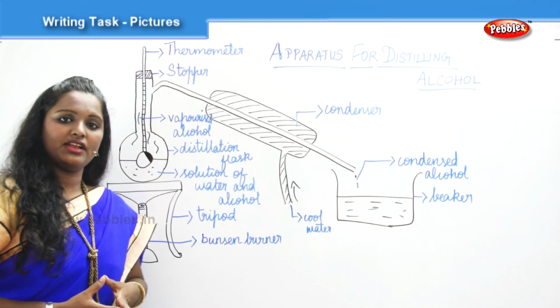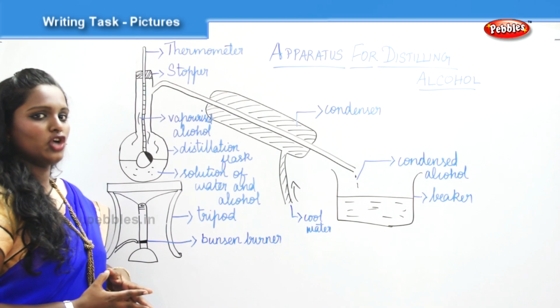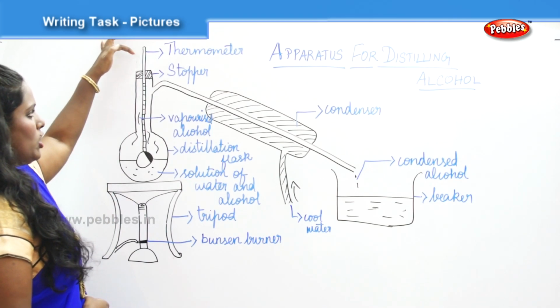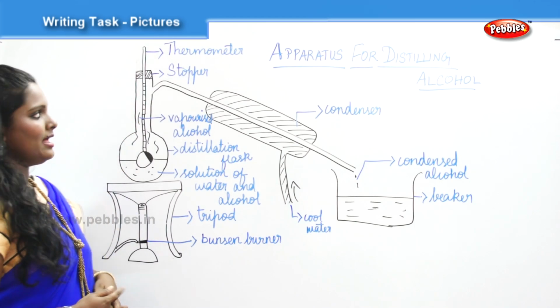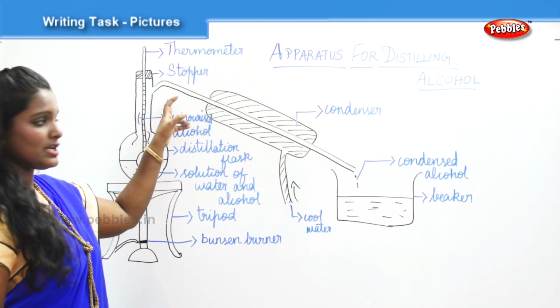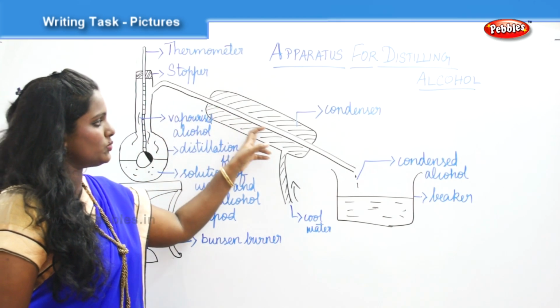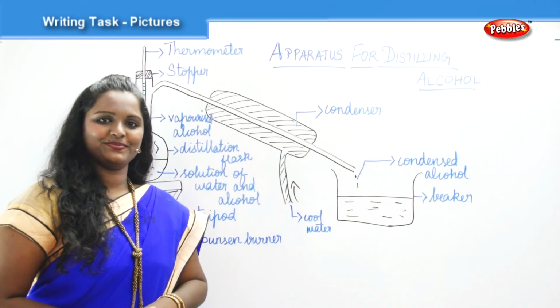The distillation flask has got a stopper and has also got a thermometer inserted into it. There is an outlet from this distillation flask which passes through a condenser and reaches a beaker.